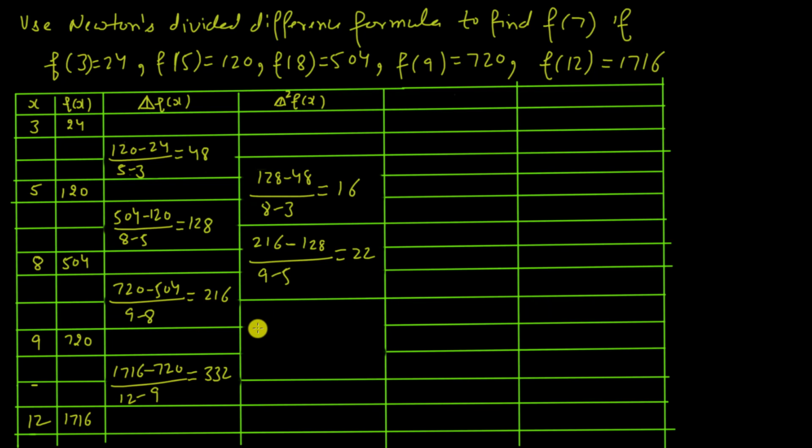Now this will be 332 minus 216 divided by, now leave this 5 also, 8, leave 1, 9, 12, start from 8, leave 9, so it will be 12. So it will be 12 minus 8. This comes out to be 29.